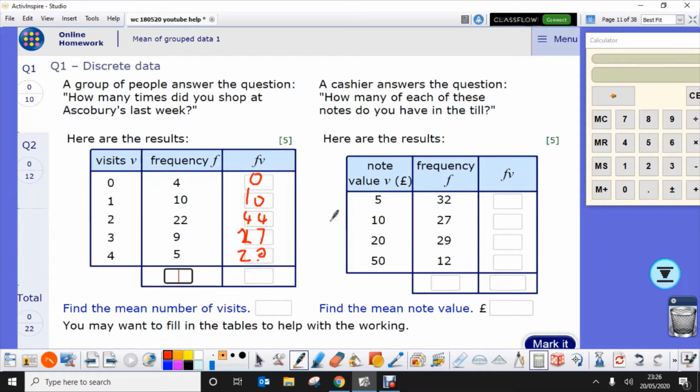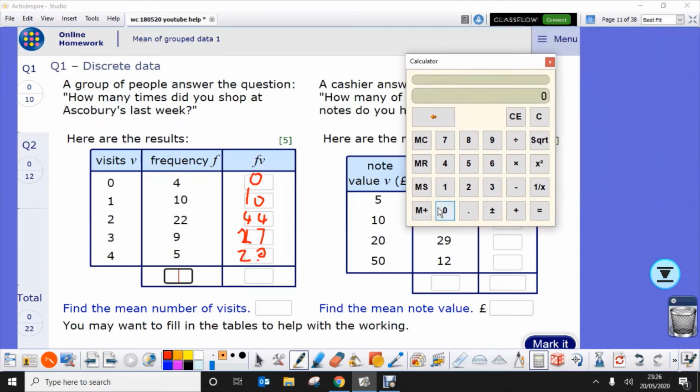So I'm going to sum this column up now. I'm just going to bring a calculator in. So I've got 0 plus 10 plus 44 plus 27 plus 20 gives me a total of 101. Step 3, remember we're going to total the frequency column up. So I've got 4 plus 10 plus 22 plus 9 plus 5 gives me a total of 50.